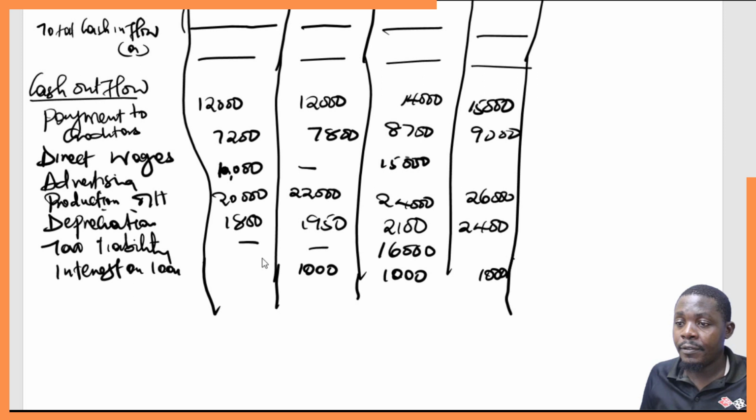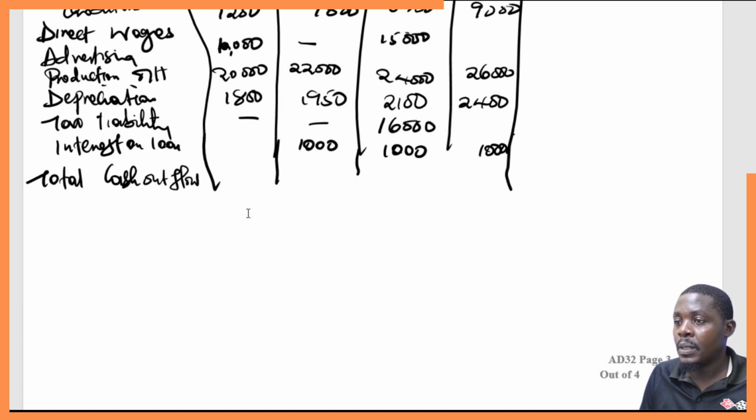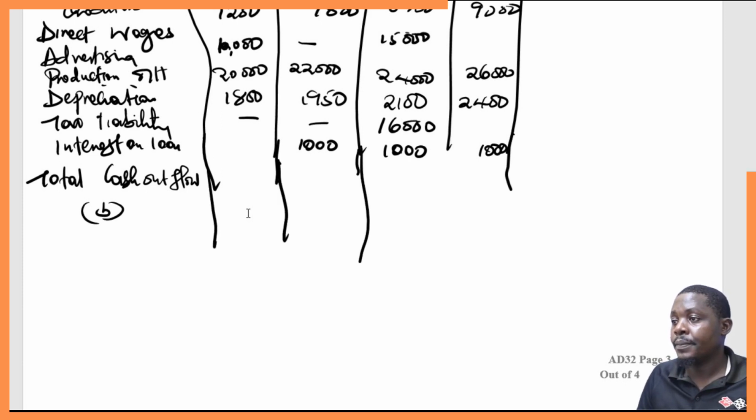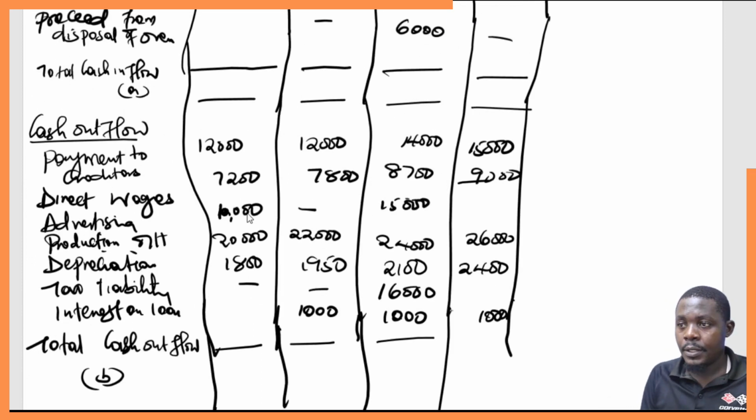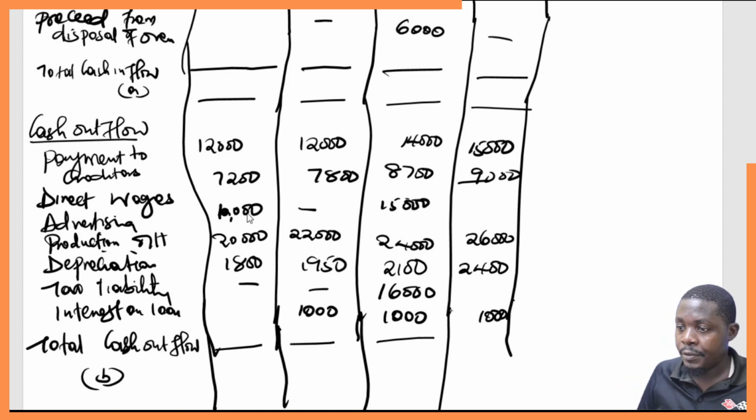Yes, that is all. Now we can find the total cash outflow, which will be my B. Let's try to ascertain the figures. 1200 plus 72 plus 10,000 plus 20 plus 18. Here we get 51.